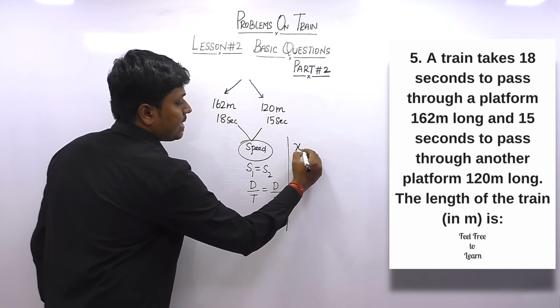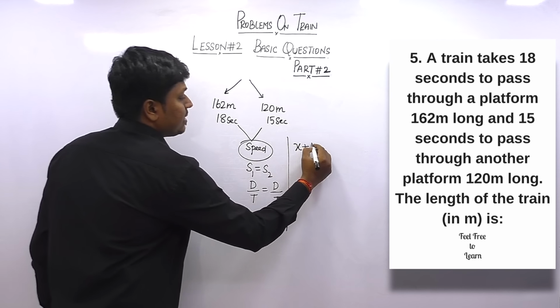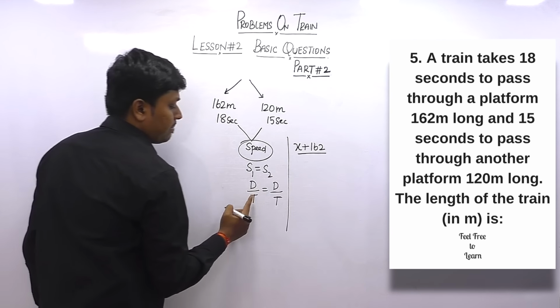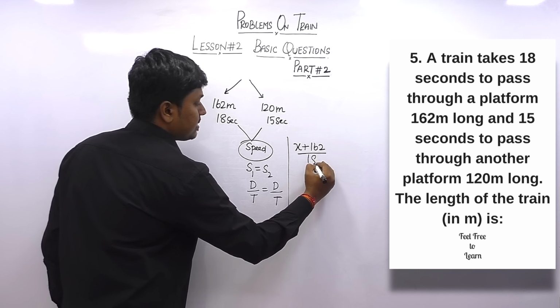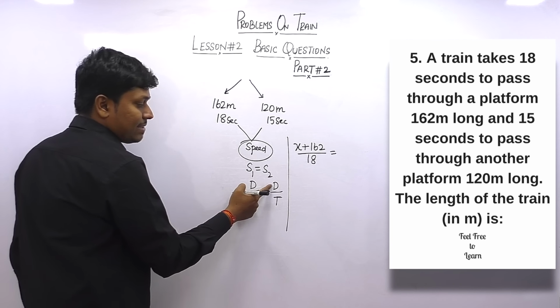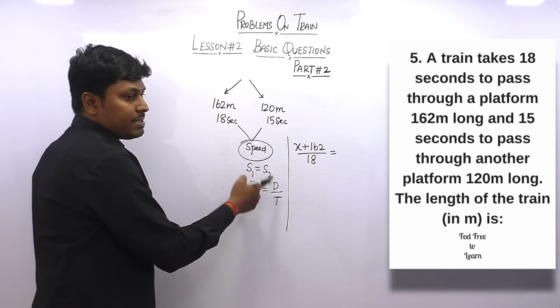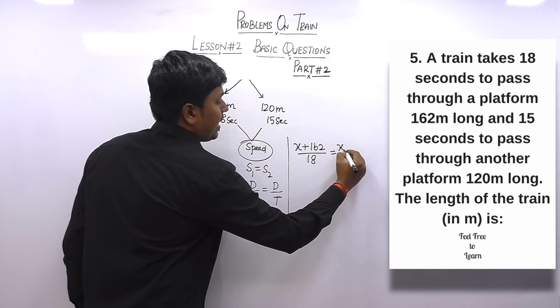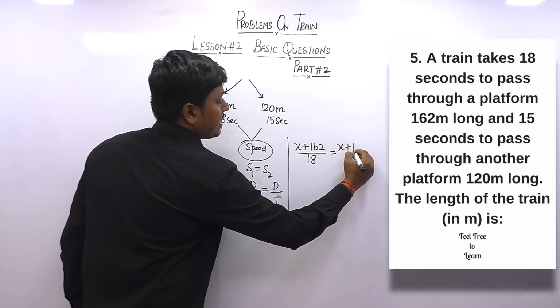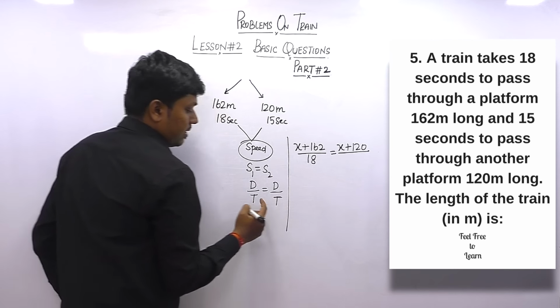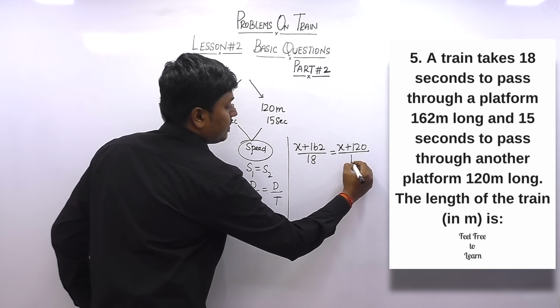So let me keep it as x plus the length of the platform in the first case, that is 162, divided by the time taken. The time taken will be 18 seconds, is equal to the second case. Again, the distance traveled by the train is equal to the length of the train, which we don't know, x plus the length of the second platform, 120 meters, divided by the time taken, 15 seconds.